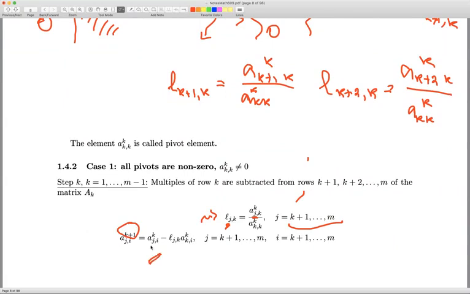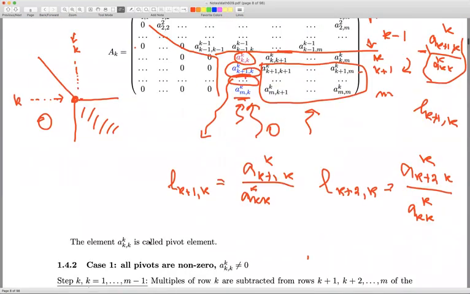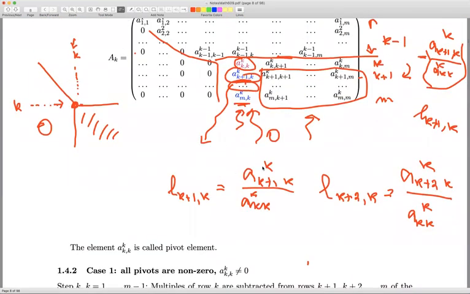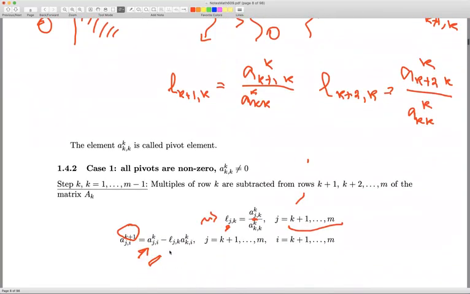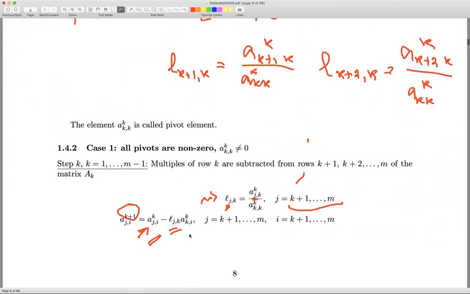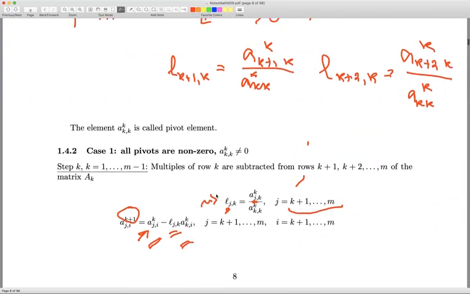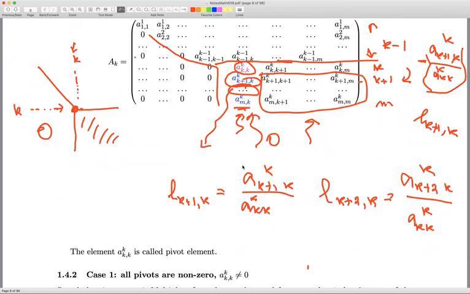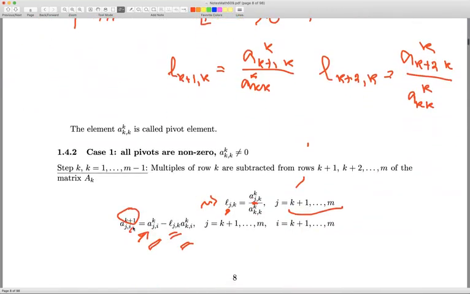And what will they be? They will be the old entries that stay there, which are denoted by index k, so all the AJKs that stay there, and then minus, because we want the sign minus in order to make 0 these blue terms, minus the element LJK, which we know how to compute, and we know we want it because we want to make the blue element 0, times the corresponding element AKIK, so times the corresponding element that is on the ith row, where the row is here, and on the kth column.